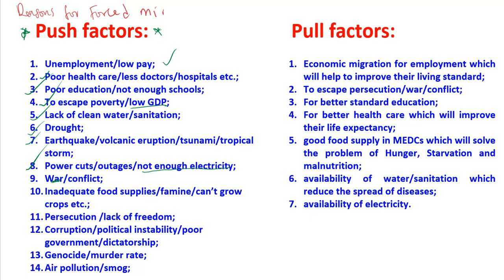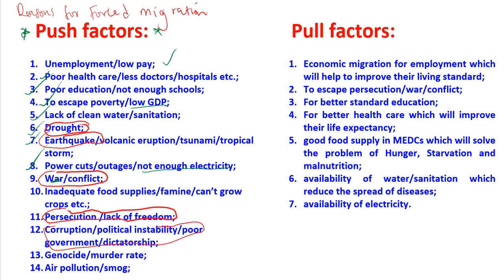Reason for forced migration. Now, when you get this type of question, what are the reasons why people will leave their country by force? Those are not economic reasons. The reasons for forced migration are things like drought. Earthquakes, volcanoes, and natural disasters can cause forced migration. Things like war and conflict can cause forced migration. We have persecution and lack of freedom. Political instability can also cause forced migration.